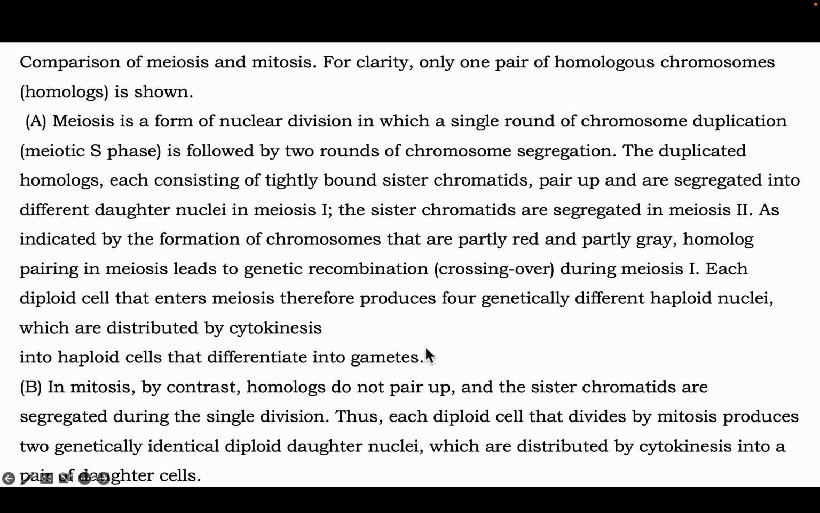So if we compare meiosis with mitosis, what happens? Meiosis is a form of nuclear division in which a single round of chromosome duplication is followed by two rounds of chromosome segregation. The duplicated homologues, each consisting of tightly bound sister chromatids, pair up and are segregated into different daughter nuclei in meiosis 1, and the sister chromatids are segregated in meiosis 2.